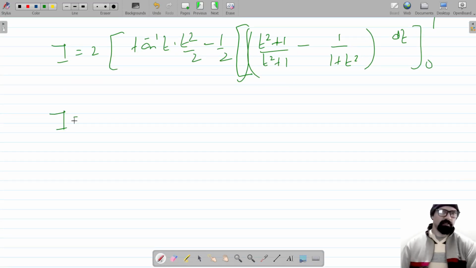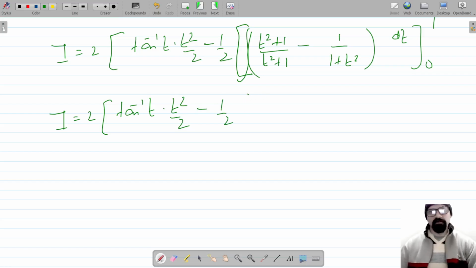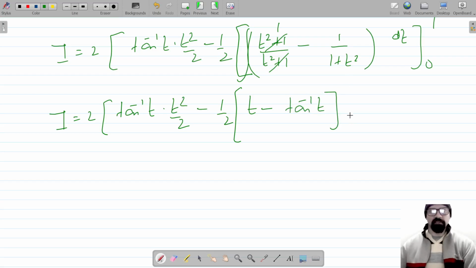So I is equal to 2. ये बन गया tan inverse t into t square by 2 minus half और इधर है इंटीग्रेशन, ये कैंसिल हो जाएगा वन, और वन की इंटीग्रेशन हो जाएगी t माइनस, और इसकी इंटीग्रेशन हो जाएगी tan इनवर्स t। So we are done with the integration. It has a limit 0 to 1.